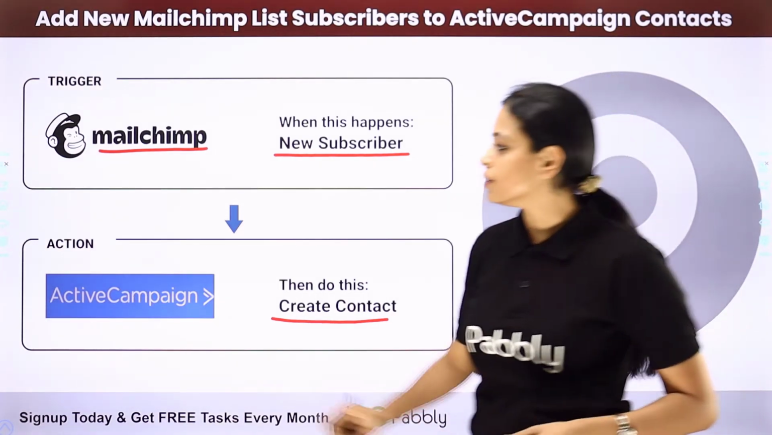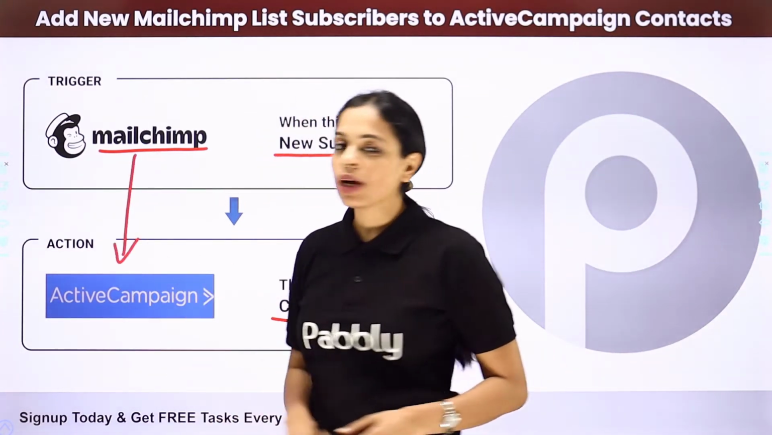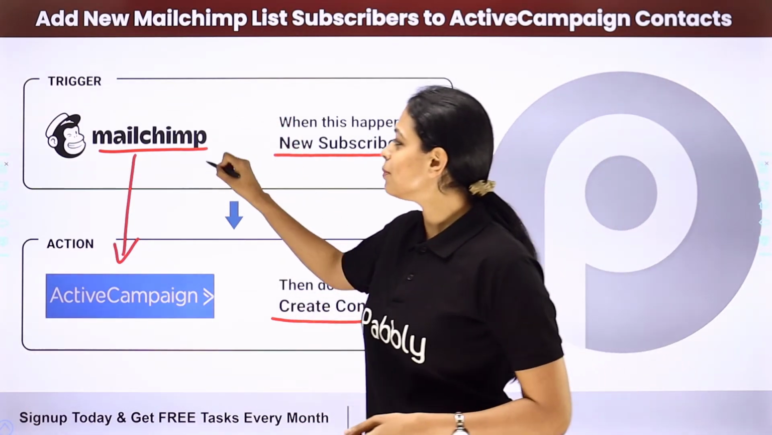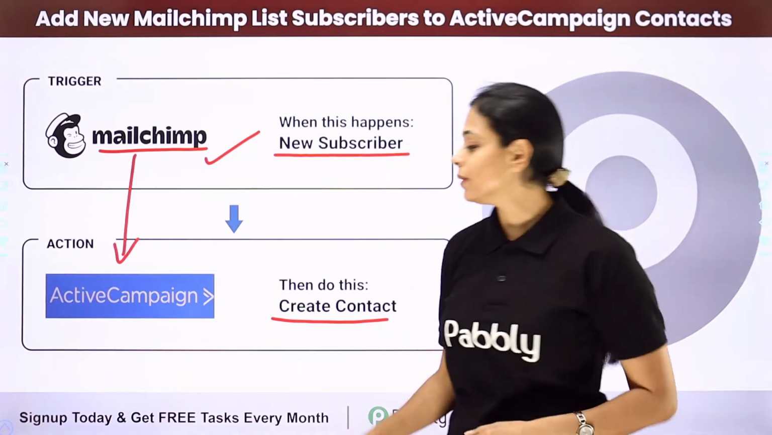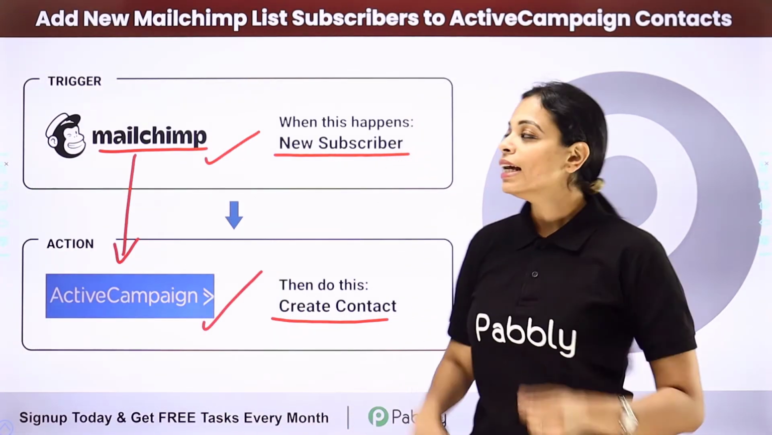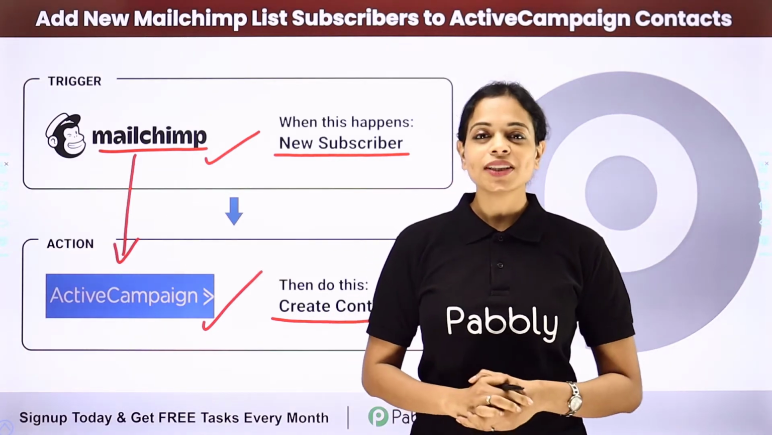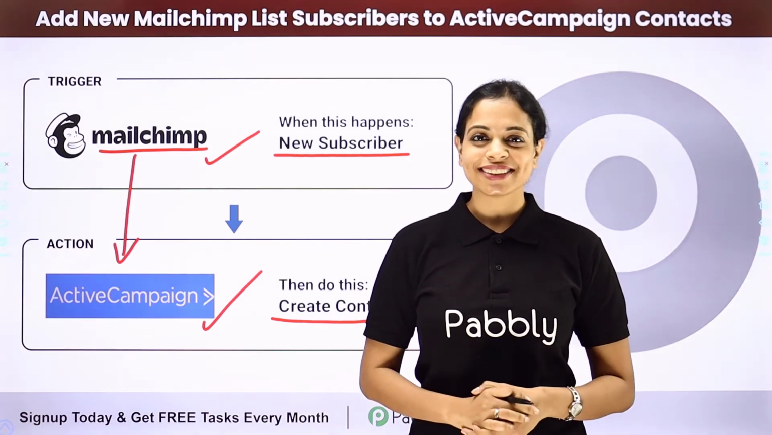Now, how can that be done? Again, you will have to integrate the two applications, and the same thing can be done using Pabbly Connect software. Here your trigger application would be Mailchimp and your action application would be ActiveCampaign. Now, how can you integrate and automate this entire process yourself? To understand that, let me take you to my screen.